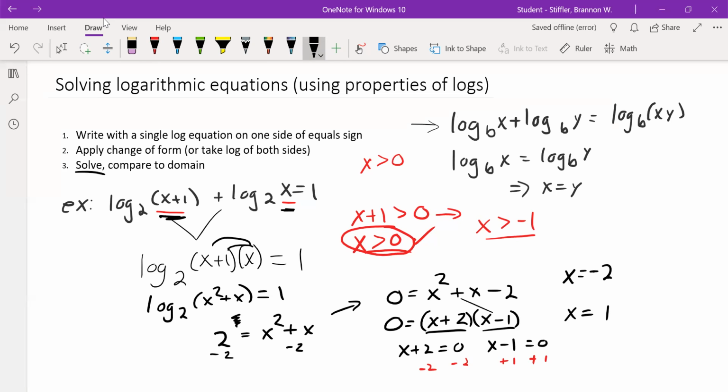Now, lastly, I want to compare to the domain. So my domain says that x has to be greater than 0. So whatever I choose must be bigger than 0 in order to work. So of my two choices here, obviously I can't choose negative 2. My only answer then is going to be x equals 1.